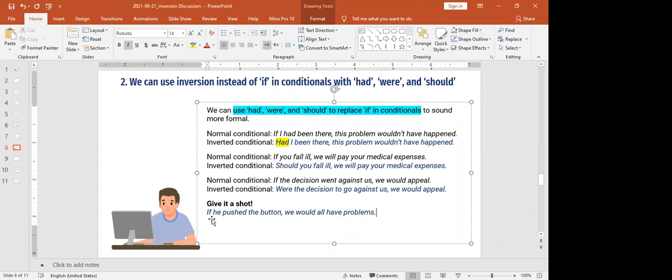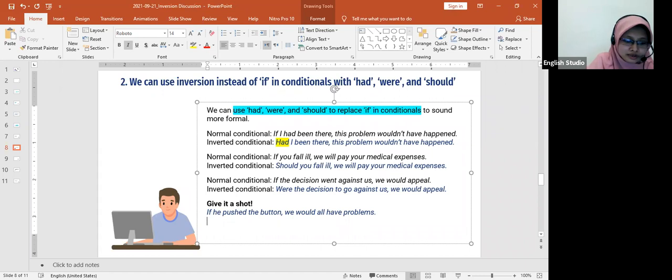Tapi nggak apa-apa, betul. Jadi should kita bisa pakai seperti ini. Should he. Lalu pakai push, ya, pakai verb one. Karena udah pakai auxiliary di sini, maka kita harus pakai push biasa. Should he push the button, ya, we would all have problems. Ini di copy aja karena sama kan sebenarnya.